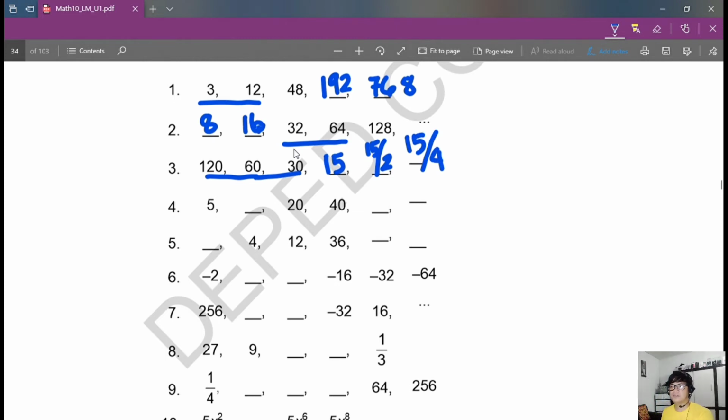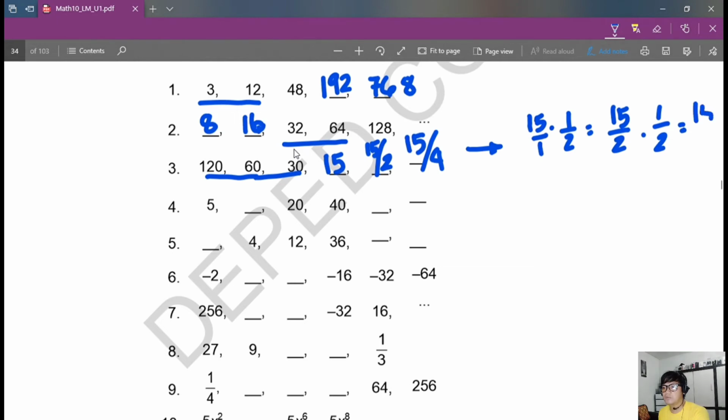Kasi ito yun, oh. Yan natin para mag-visualize kayo. So, di ba ang common ratio natin is 1/2. So, 15 times 1/2, that is, 15 times 1 is 15. Diba, understood na may 1 yan. So, 1 times 2 is 2. So, ito yung next term. Tapos, ito naman, multiply naman tayo ng 1/2 para makuha yung next term, kasi ito yung common ratio. 15 times 1 is 15. 2 times 2, that is 4. So, 15 over 4.